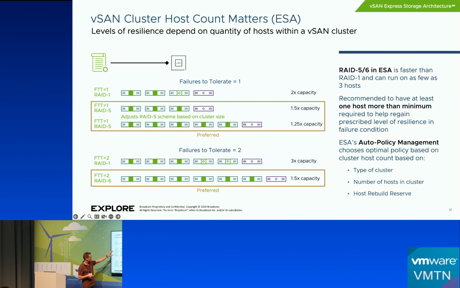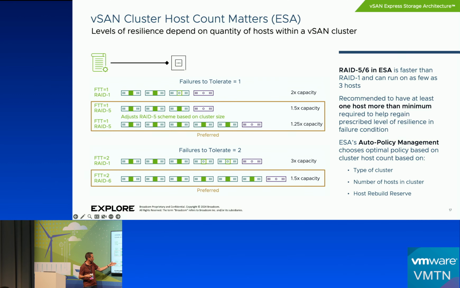But let's say we're using a RAID 5 erasure code. Now, with ESA, we actually only need a minimum of 3 hosts in order to use that very space-efficient erasure code. But if you have a host fail, yes, the data will still be available, but you're running in a degraded state, meaning that you can't suffer an additional failure while maintaining availability. So what we recommend in this particular case is have at least one more host. That means that if you have a sustained failure, it has an opportunity to rebuild the parity and the data somewhere else so that you can regain that prescribed level of resilience.